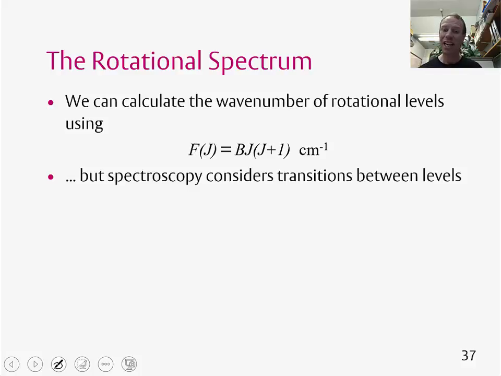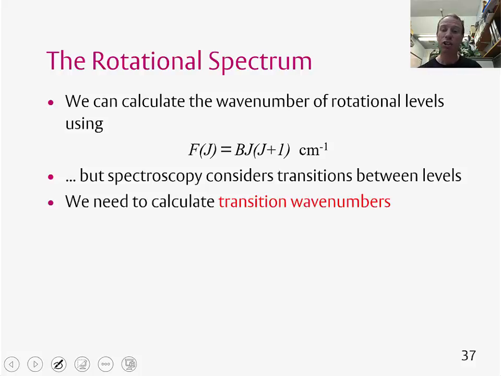So that gives us an energy level. But spectroscopy considers transitions between levels. So we're going from one level to another level. So we need to calculate transition wave numbers, so the wave number difference between these two energy levels.